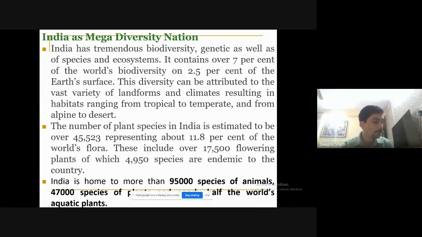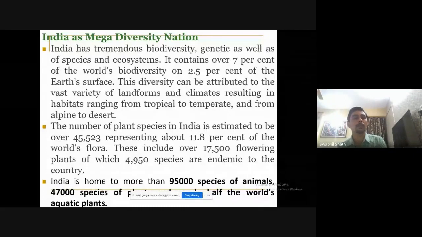By understanding the entire life forms together, later on we are going to see that chart. By calculating everything together, by landmass, their presence, their species and their genetic order, this is our 7 to 8% rank in the entire world. And on 2.5% of the Earth's surface, this diversity can be attributed to the vast variety of landforms and climates, resulting in habitats ranging from tropical to temperate and from alpine to desert.